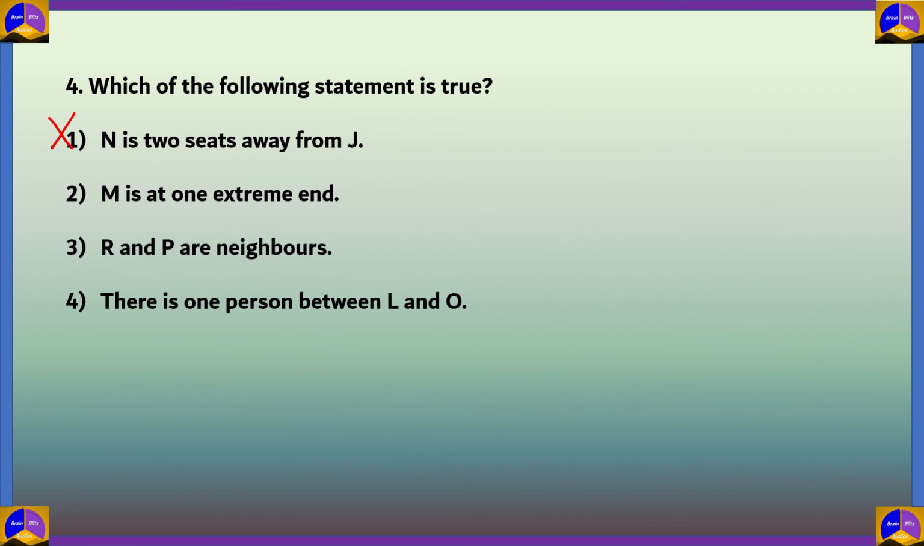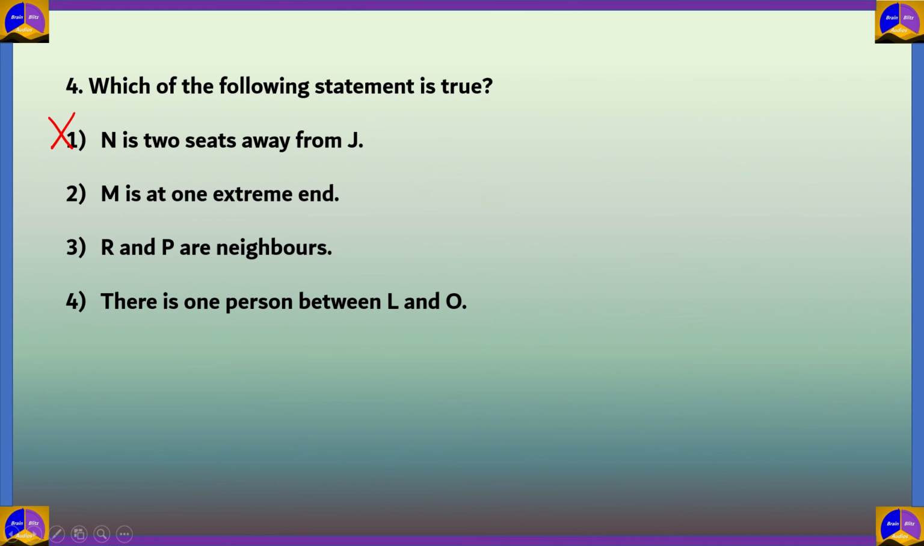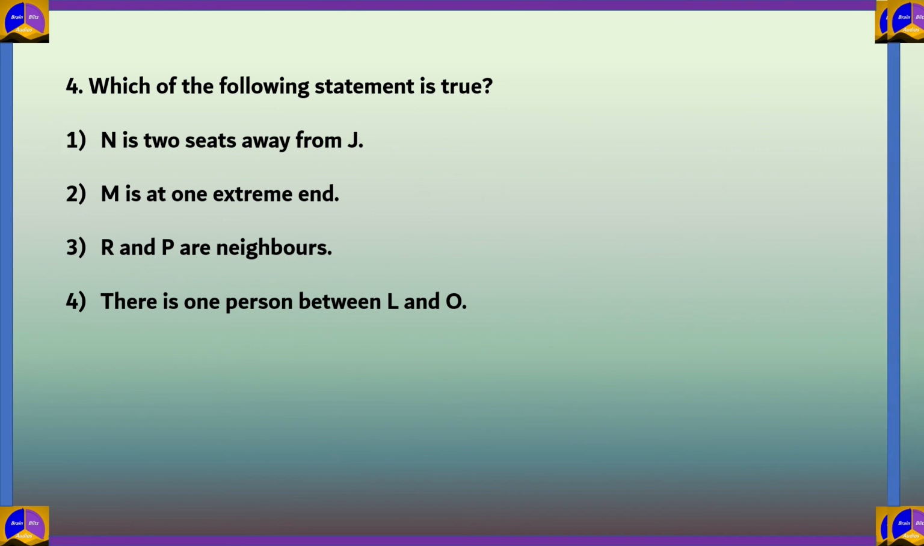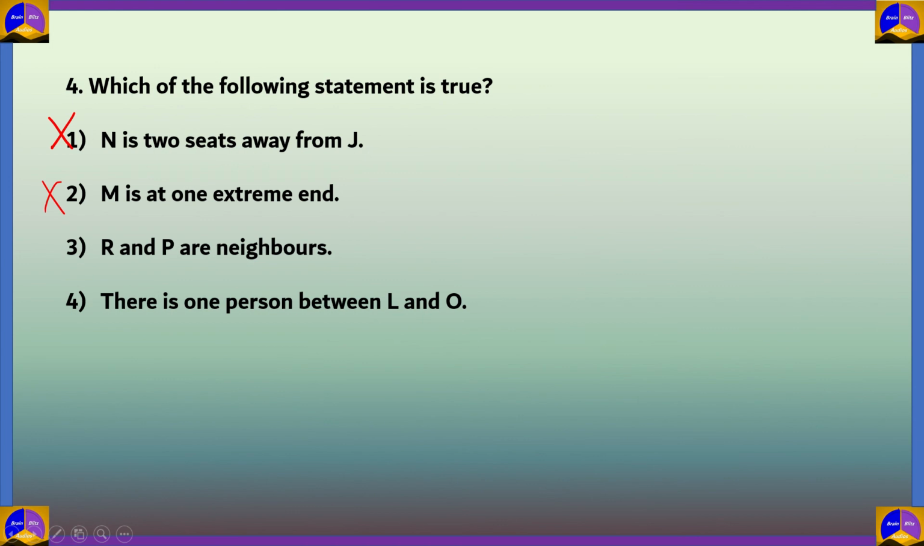Second option, M is at one extreme end. That's clearly not true because M is in the third position, not in the first or last position. So option 2 is also incorrect. Third option, R and P are neighbors. This is also incorrect because R is in the second position while P is in the 8th position. They are far away from each other. So option 3 is also incorrect.